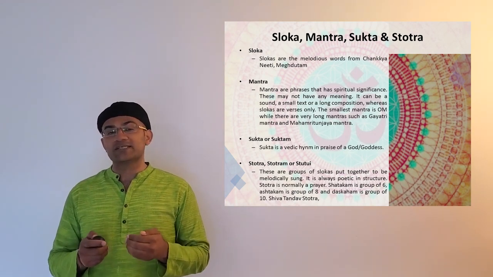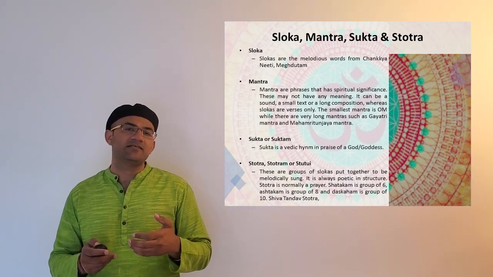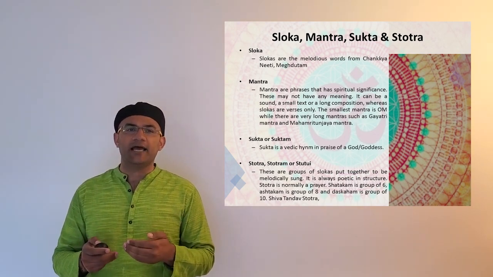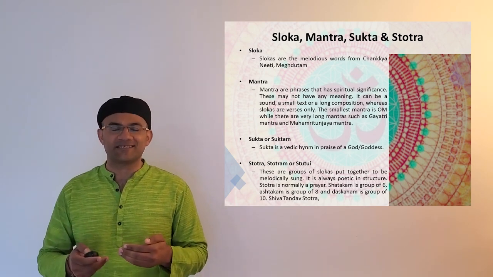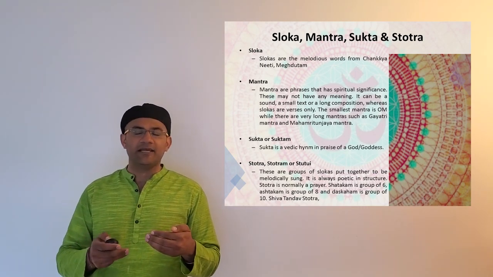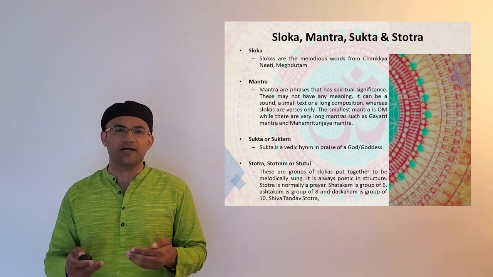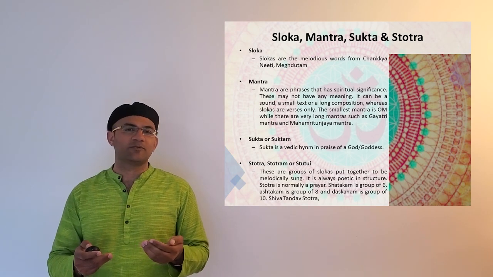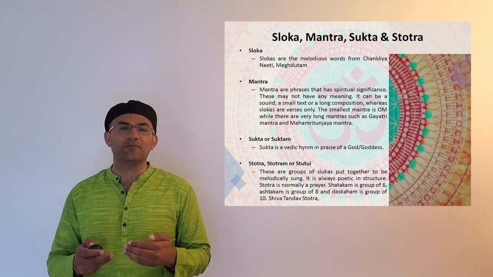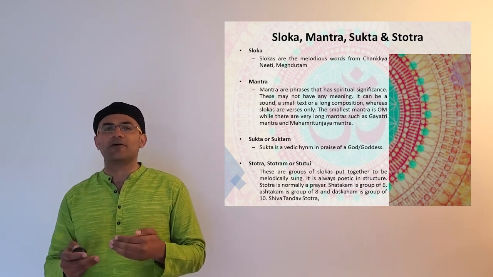Slokas are the melodious words from any Sanskrit text. A sloka is generally a two-line couplet used whenever you're writing in Sanskrit. These are simple two-line verses, and they appear in various texts, from the Valmiki Ramayana to the Mahabharata. A typical sloka is like some of the prayers we chant on a daily basis, like Tvameva Mata, Cha Pita Tvameva, Tvameva Bandhus, Cha Sakha Tvameva. That's a sloka, a melodious form of two verses.